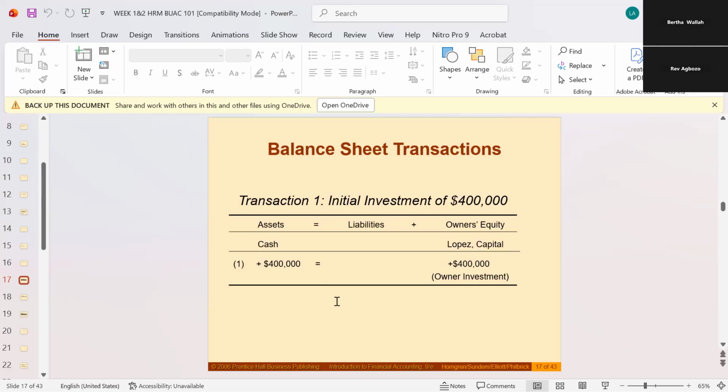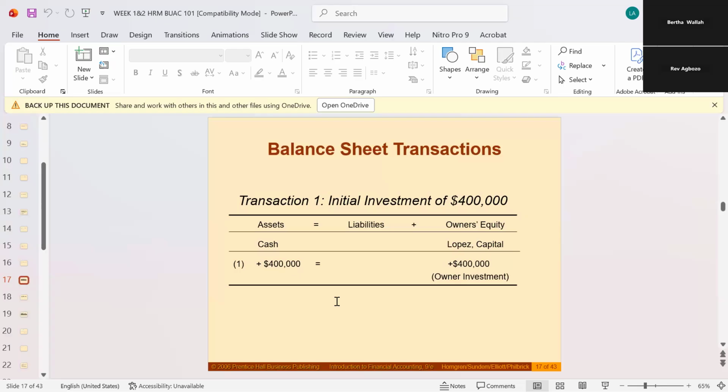So we said the asset is the total of everything you have invested into the business, or that the business owns. And that should be equal to whatever the business is owing somebody and whatever the owner has put into the business. Whatever the business is owing somebody is the liability. And whatever the owner or owners have put into the business is the owner's equity or the capital.